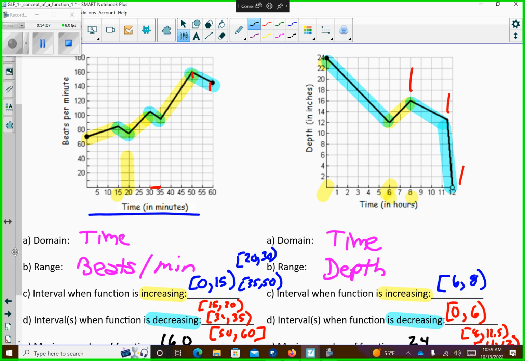My minimum value is where? 70. Okay? My minimum value on this last graph is 0.